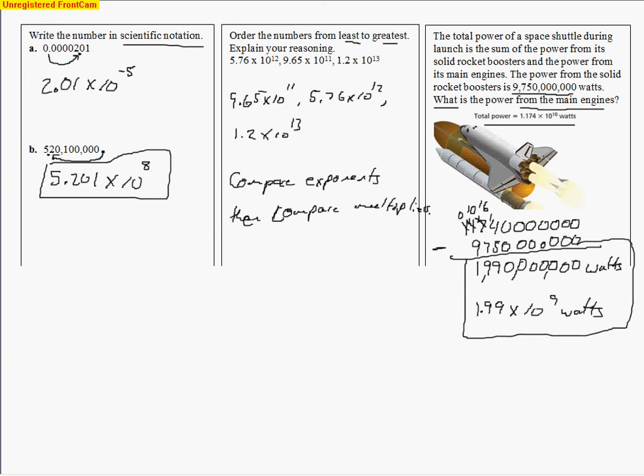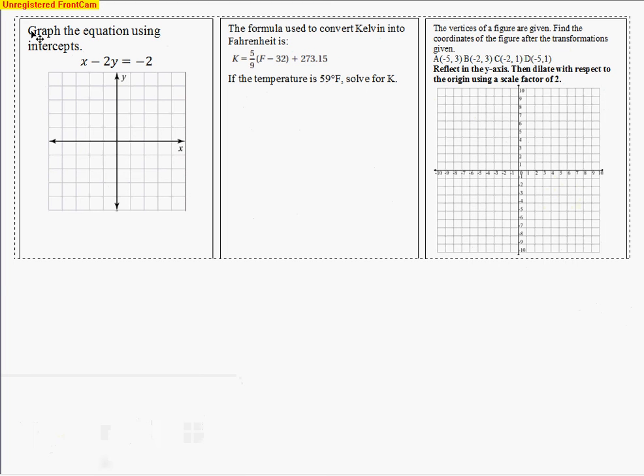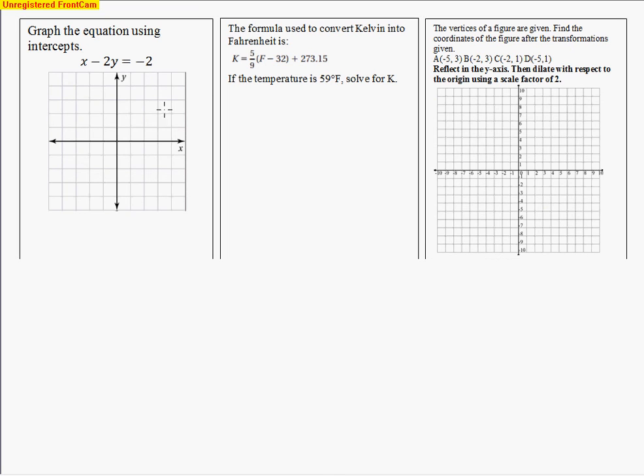So let's take a look at the next 3 problems. Here it says we're going to graph this using intercepts. So I'm going to set y equal to 0, and when I do that I'm left with x equals -2. So this point is -2 comma 0 because I put 0 in place of y. And so I go over 2 spaces to the left and put a dot.